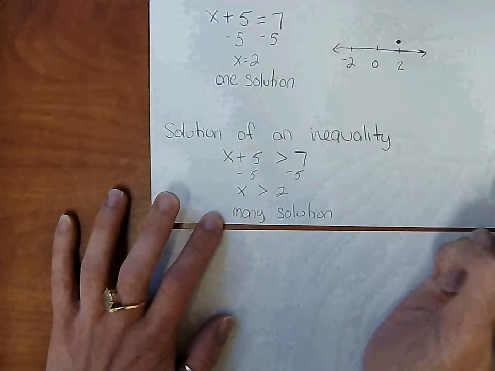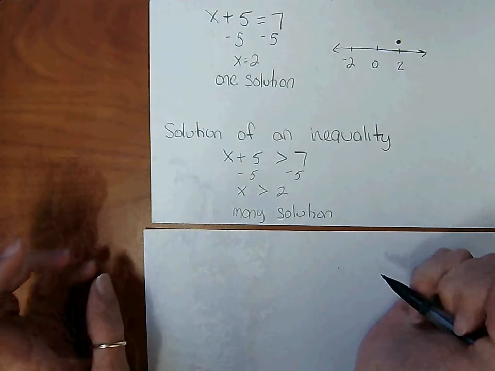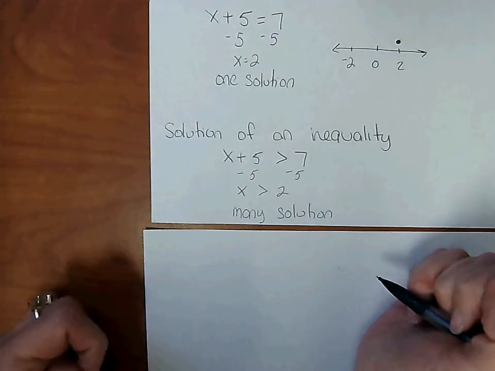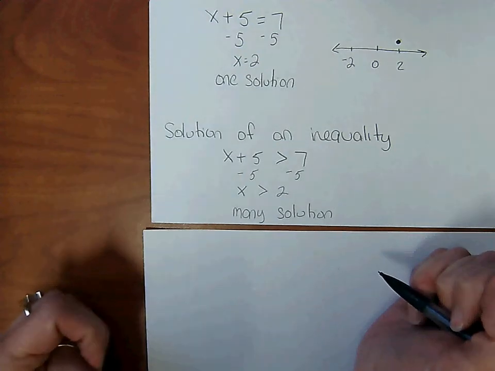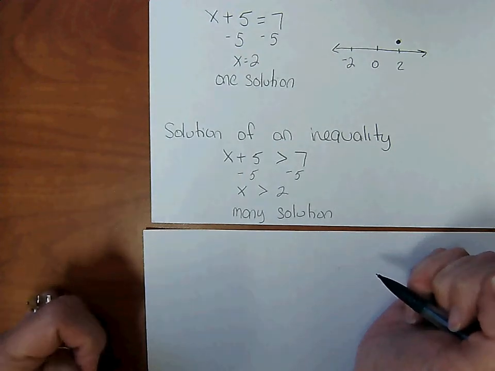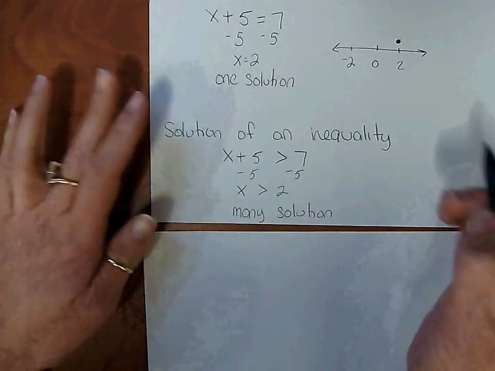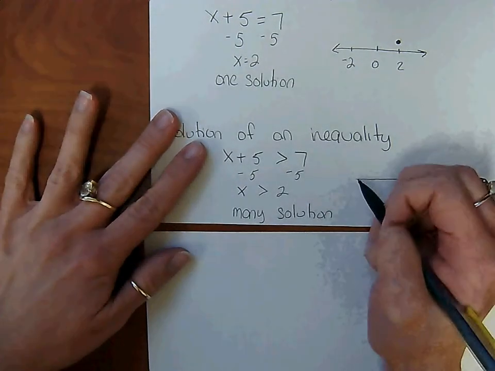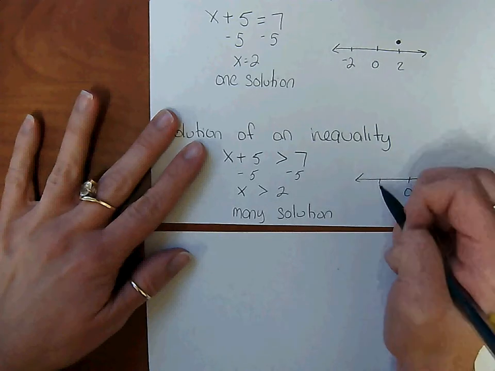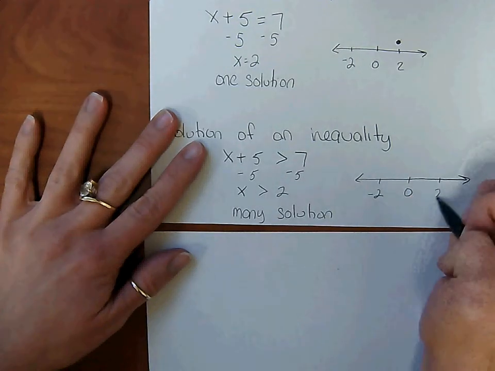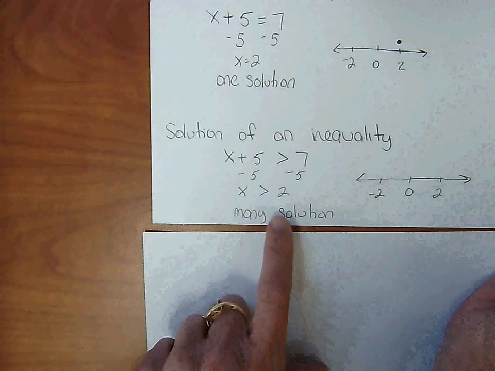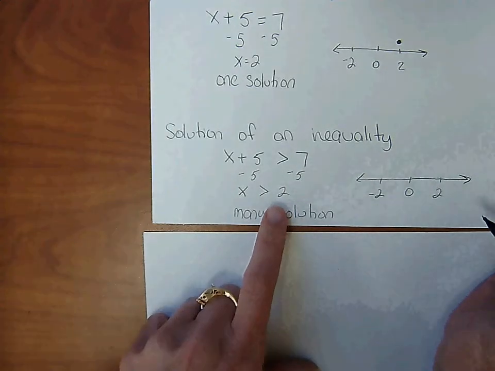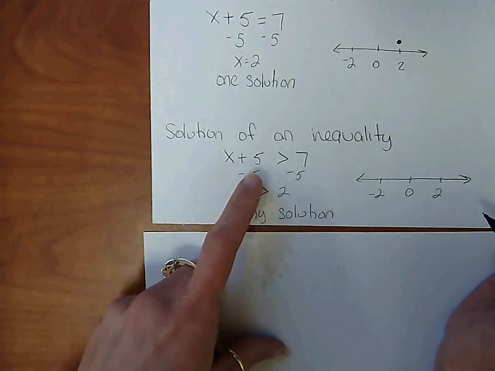Well, I use the examples of 3, 4, and 5 as solutions, but anything bigger than 2, so 2.1, 2.001, 2.0001 are all solutions. So to show that on a number line, we're still going to use -2, 0, and 2 on the number line. This time 2, though, is not a solution. If I plug in 2 and add 5, I'm going to get 7. 7 is not greater than 7.